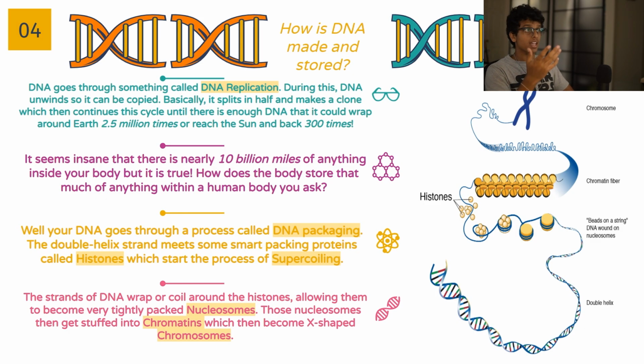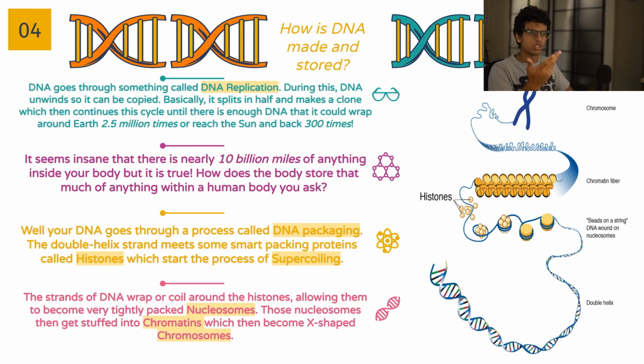So how is DNA made and stored? Well, DNA goes through something called DNA replication. During this, DNA unwinds so it can be copied. Basically, it splits in half and then makes a clone of itself, which then continues the cycle until there's enough DNA in your body that it can wrap around the Earth 2.5 million times or reach the sun and back 300 times. That probably doesn't register in your head. That doesn't register in my head how far that really is. But that's how much DNA is required for you to be a normal functioning human, and that just shows how the storage process is going to be crazy. It seems insane that there's nearly 100 billion miles of anything inside your body, but it's true.